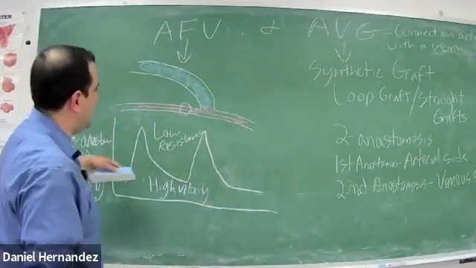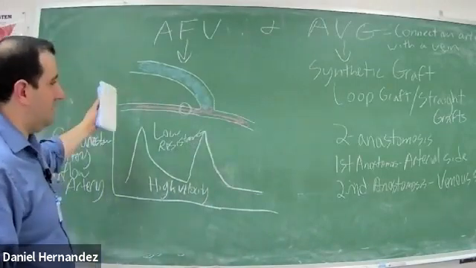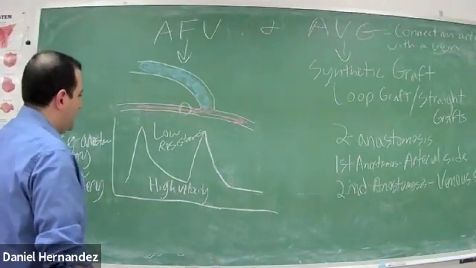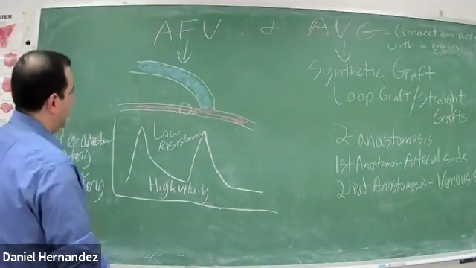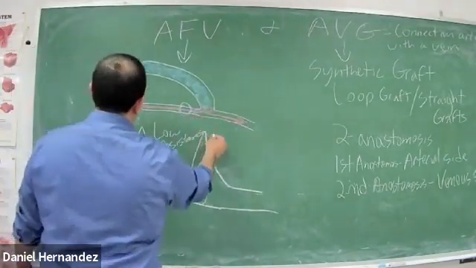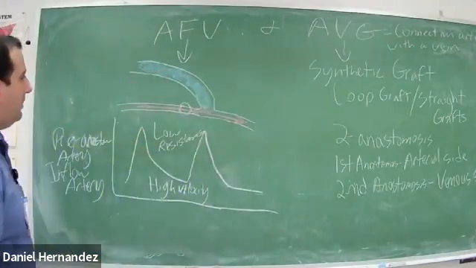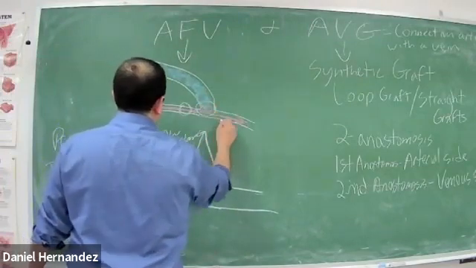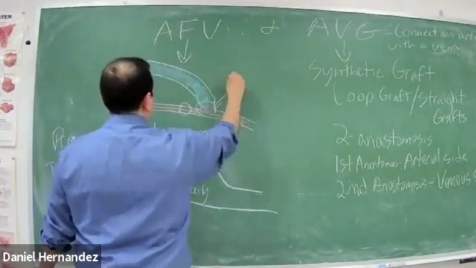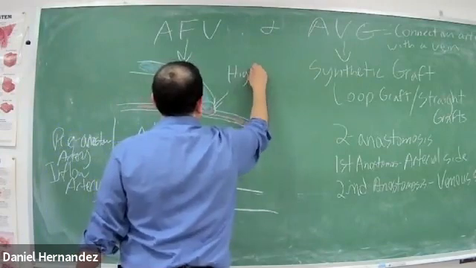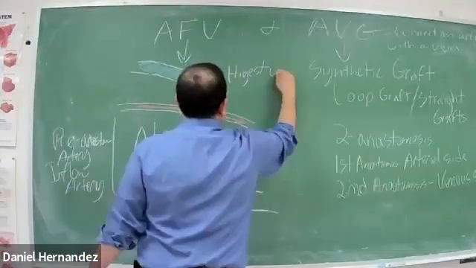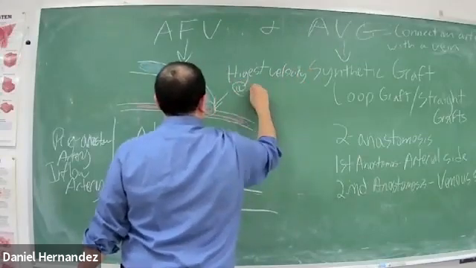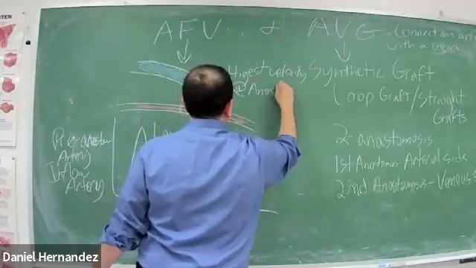Low resistance because it's entering the venous system, which is a low resistance system. The velocities are going to be fast because we're going from high pressure in the arteries to much, much lower pressure within the veins. Your highest velocities are going to be at that anastomosis, so highest velocity, anastomosis.